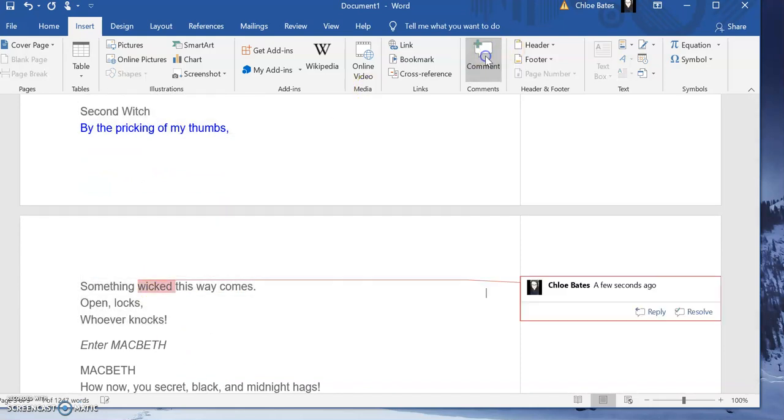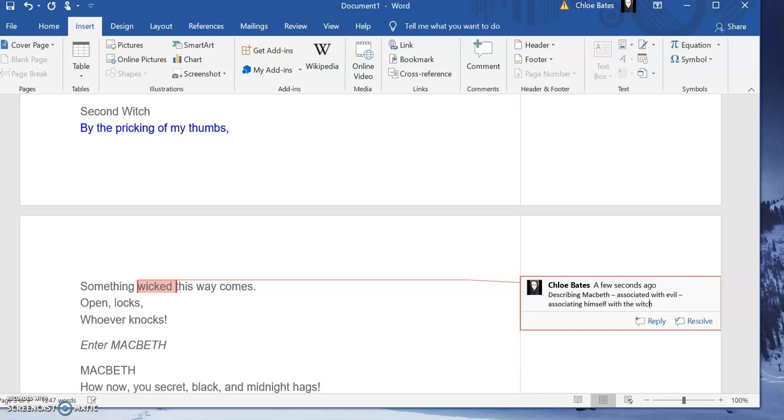Now, if you've been looking at the PowerPoint that we've posted on Google Classroom, the annotations that I'm doing now are on that PowerPoint as well, but I'm just talking you through them if you need this. This might take me over 15 minutes, but we'll see. Wicked. That is describing Macbeth, so that's interesting. That he is wicked.